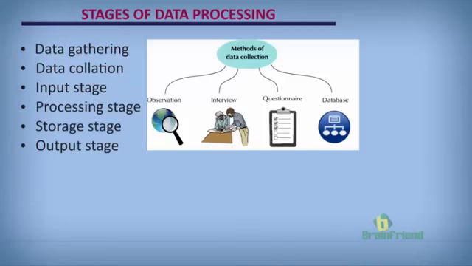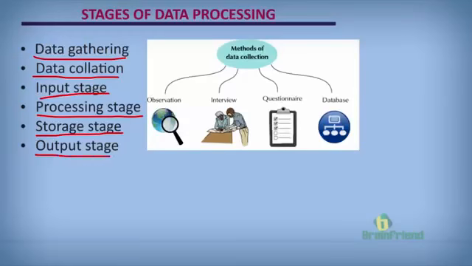Now, there are different stages at which we process data. The first stage is data gathering. The second stage is data collation. The third, input stage. The fourth, processing stage. The fifth, storage stage. And lastly, the sixth stage is the output stage.